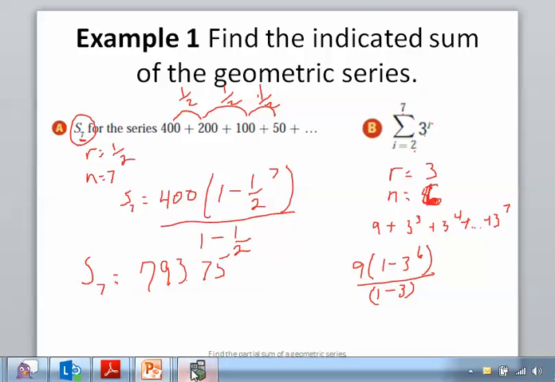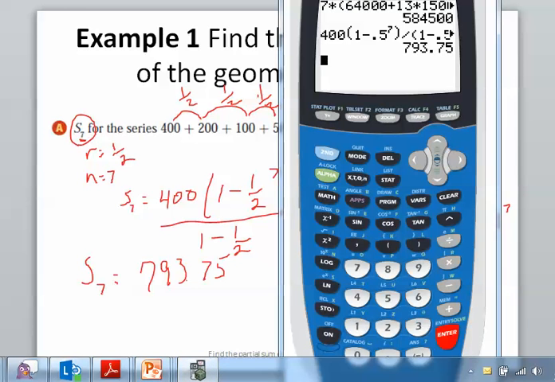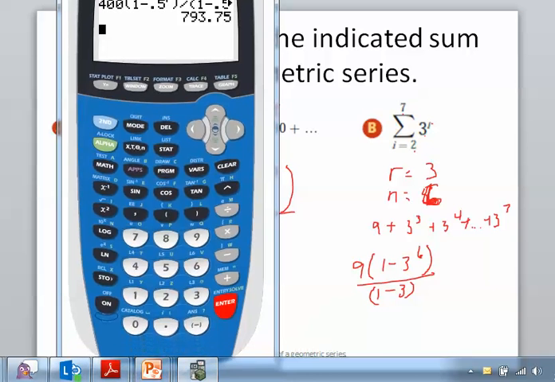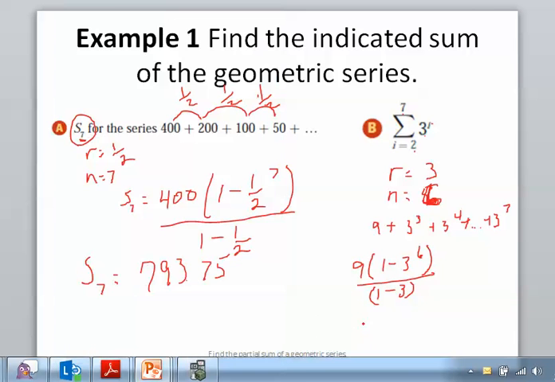So let's put this in the calculator and see what we come up with. I'm going to move my calculator over so you can see the numbers there. So I've got 9 times parenthesis 1 minus 3 raised to the 6th power. And I'm going to watch it closely this time and put my parenthesis there like it needs to be. Divided by parenthesis 1 minus 3 parenthesis. And hit enter and I get 3,276.